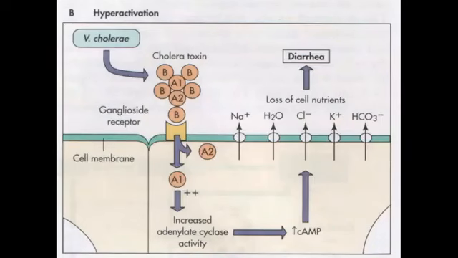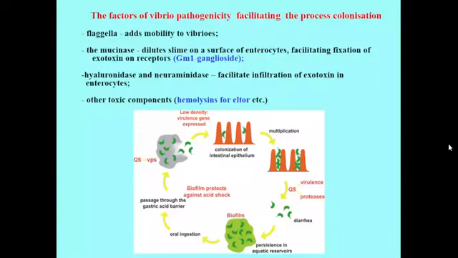Now a bit about pathogenesis. Cholera toxins go into cells and increase adenylate cyclase activity and cAMP, and then diarrhea develops due to loss of potassium, sodium, chloride, water, and bicarbonates. The factors of Vibrio pathogenicity facilitate the process of colonization. Flagella adds mobility to Vibrios.